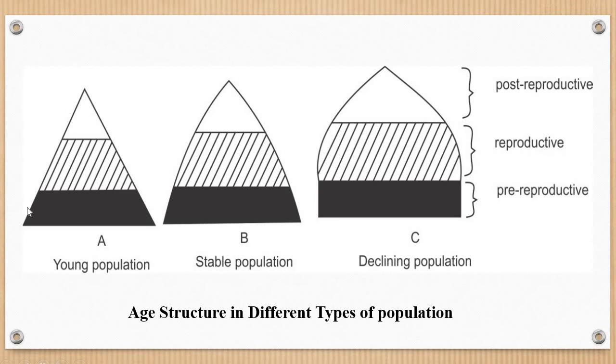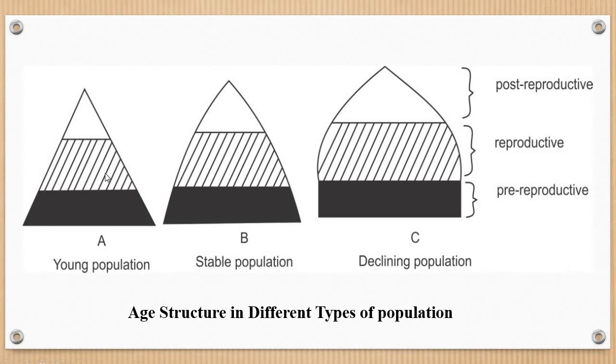Now let's see what characteristics it shows. It is a rapidly growing population. This first triangular type of pyramid is a rapidly growing population. Even the young individuals in this case are more. What does this dark black solid color show? It is the pre-reproductive, meaning young individuals.